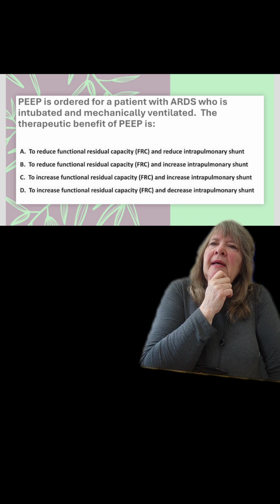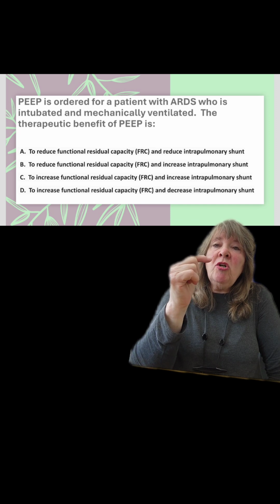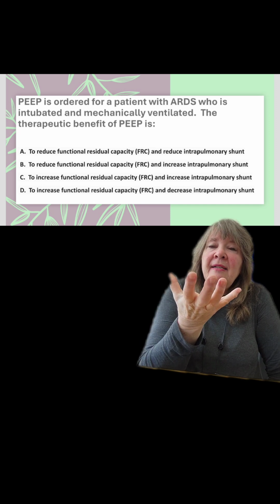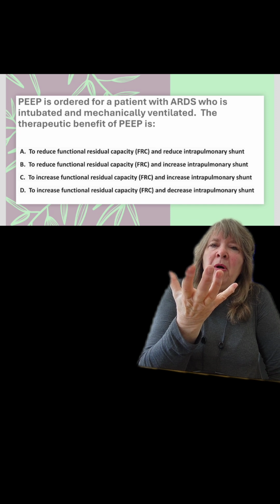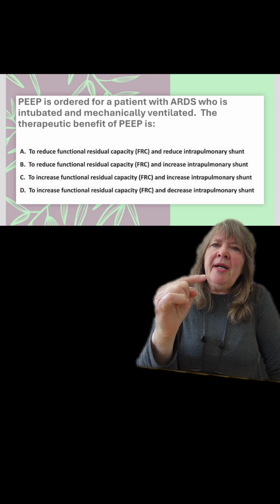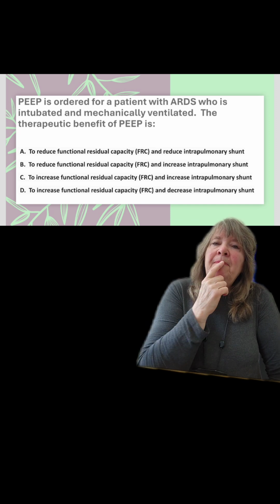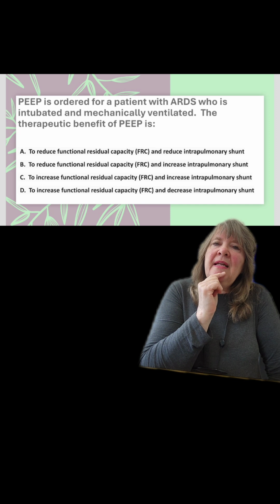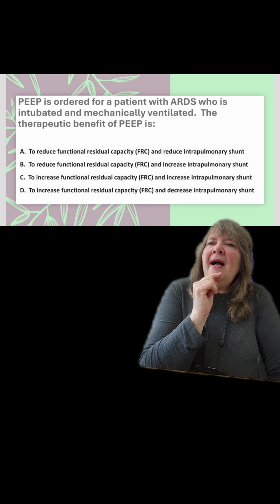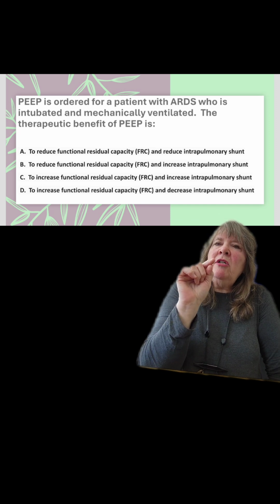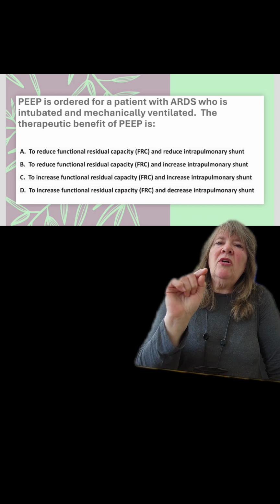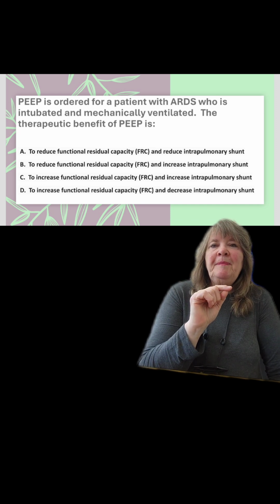Let's look at C. The therapeutic benefit of PEEP is to increase functional residual capacity. Okay, I'm liking it. And increase intrapulmonary shunt. Nope. Deal breaker. I do not want to increase intrapulmonary shunt. That's not a good thing. We want to decrease the intrapulmonary shunt. So therefore, guys, what do we wind up with? We wind up with D. We want to increase functional residual capacity and decrease the intrapulmonary shunt.